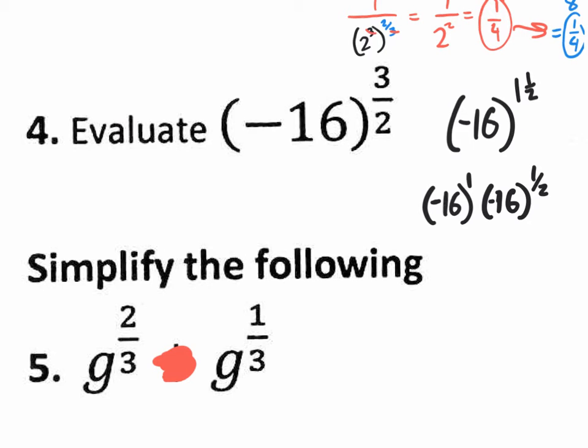So what is -16 to the 1? That is simply -16. And this is really a square root, right? That's really a square root of -16, which is really what?